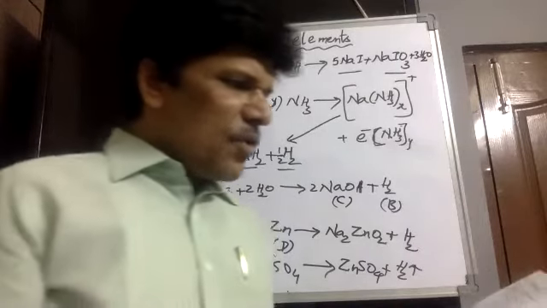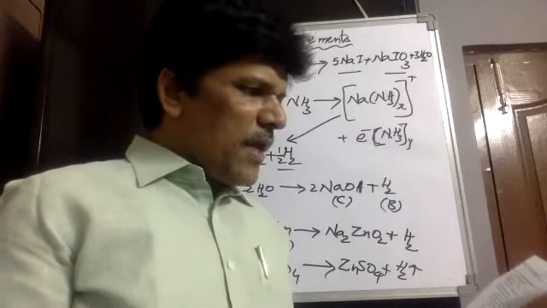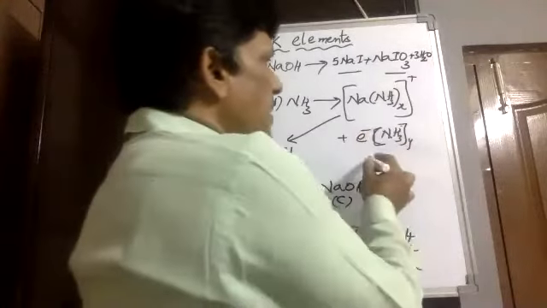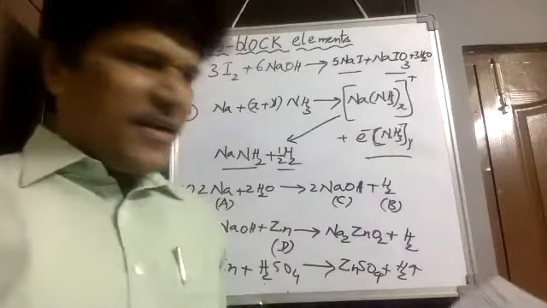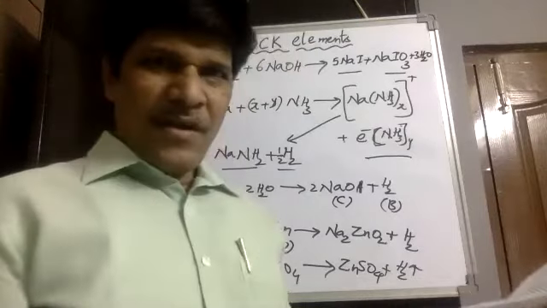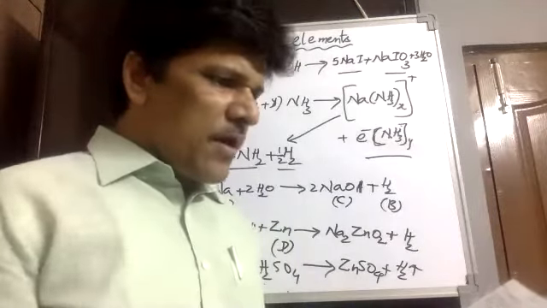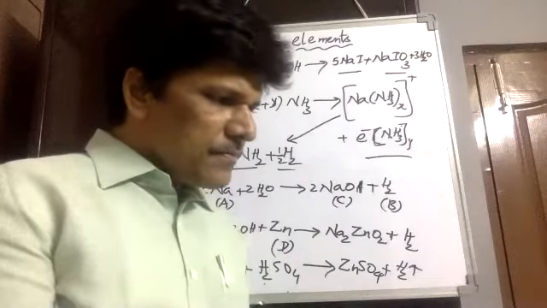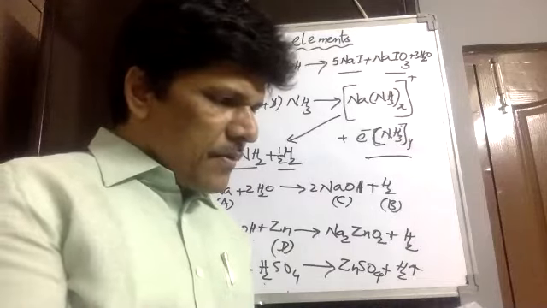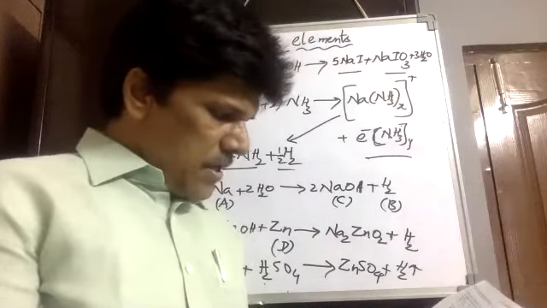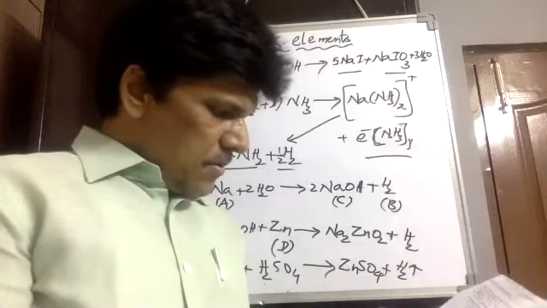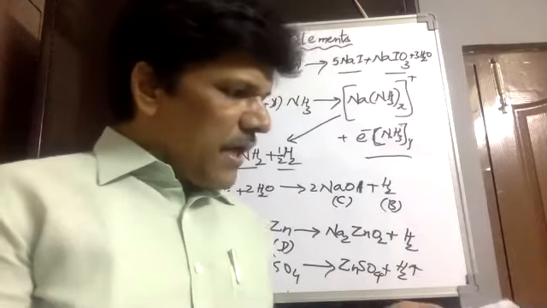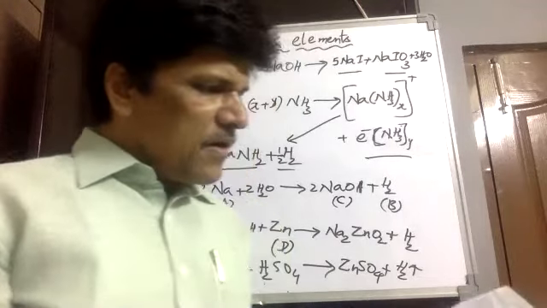11th one. When sodium metal is dissolved in liquid ammonia, a blue solution is formed. The blue color is due to solvated electrons. They give paramagnetic character and also electron transition takes place with blue color. Therefore, there we can identify that solvated electrons is the correct answer.